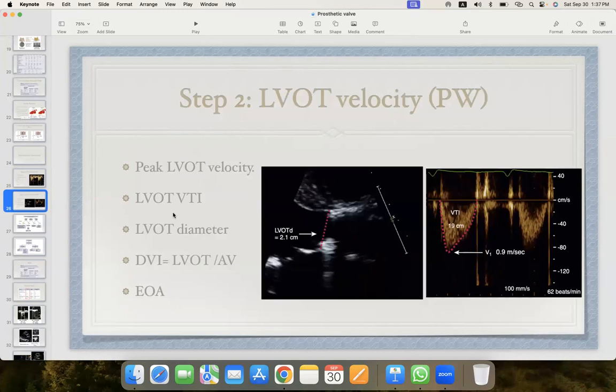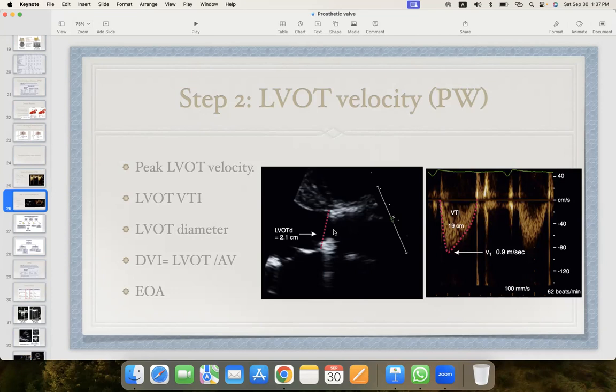And then in addition, after you evaluate the velocity across the aortic valve, you need to evaluate the LVOT diameter. And you also need to measure the LVOT VTI. So for the LVOT, you will measure both the peak velocity and the VTI. As you remember, we talked about this in the previous lecture: you need to make sure the sampling of the pulse wave is in the LVOT from the 5-chamber view or the 3-chamber view, and it should be within 1 centimeter from the valve itself.